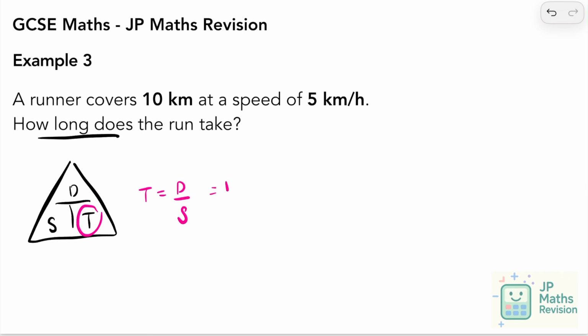So the distance was 10 kilometers and the speed was 5 kilometers per hour. So 10 divided by 5, that's 2. So the answer is going to be 2 and the units are going to be hours because the speed is in kilometers per hour. So the answer is 2 hours.